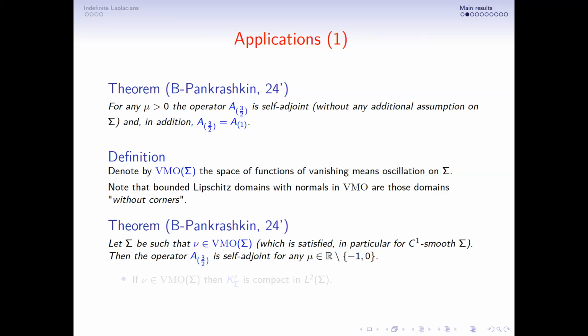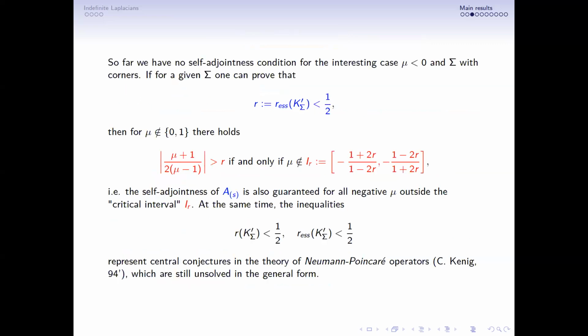critical case -1. This follows because in this case, this Neumann-Poincaré operator is compact. And the condition is fulfilled for any mu in this. So, up to now, we don't have anything for corner domains.